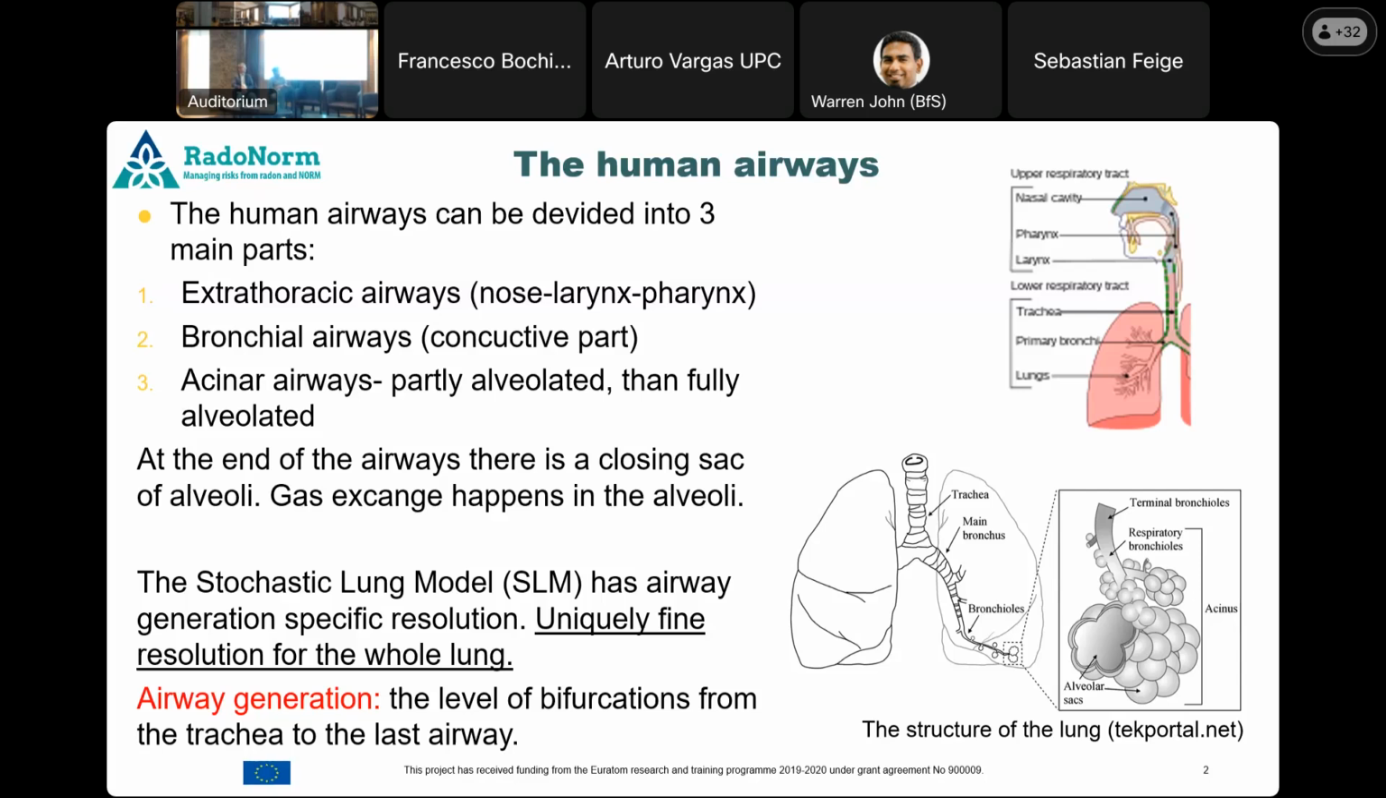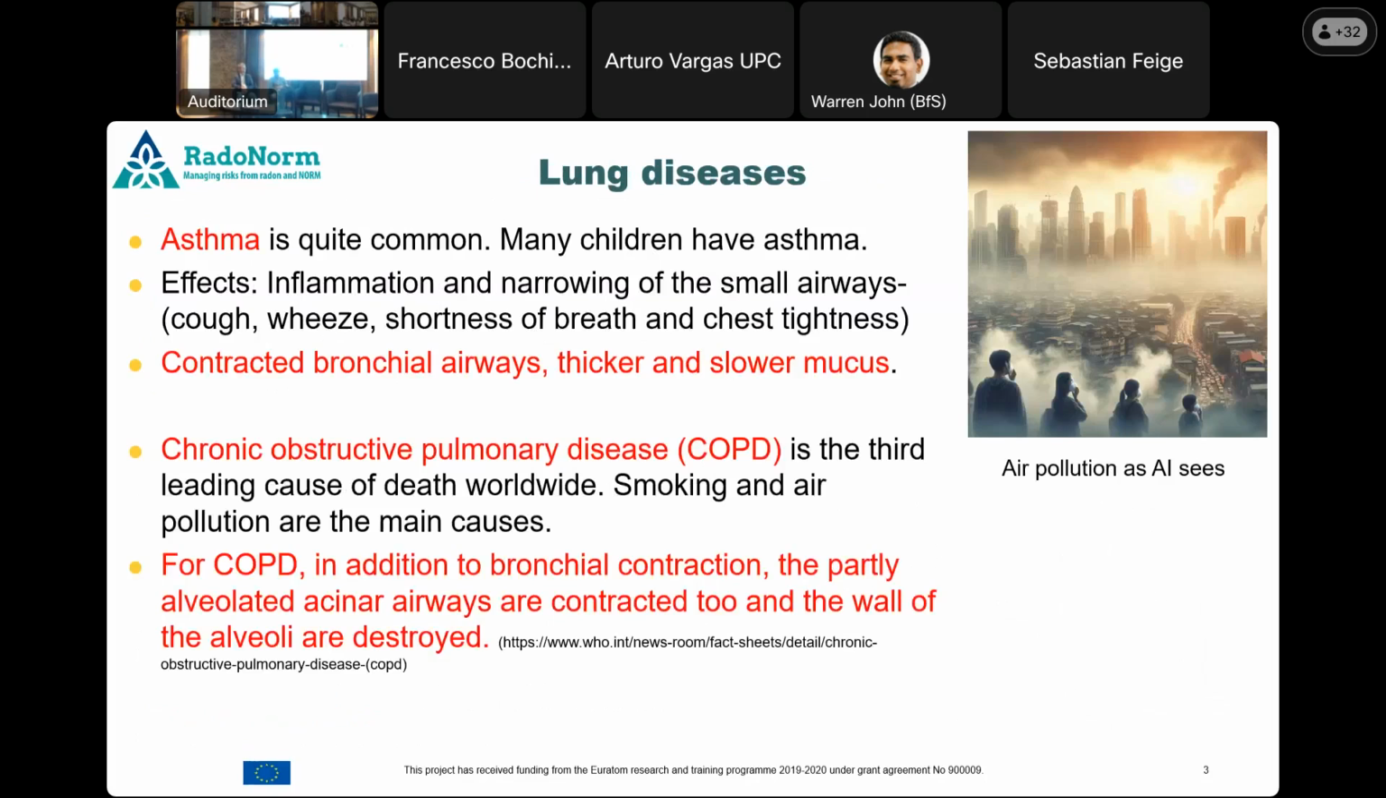Now I would like to highlight how lung diseases influence our lung. Unfortunately, asthma is quite common. Many children have asthma, and its effects are inflammation of the airways, narrowing of the small airways, contracted bronchial airways, and a mucous layer that is much thicker and much slower. People start to cough, wheeze, have shortness of breath, and feel chest tightness. But fortunately, asthma is now well curable with inhalers.